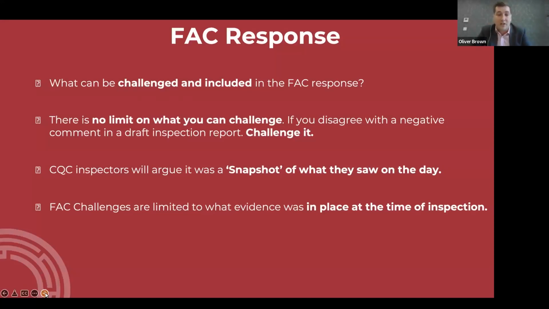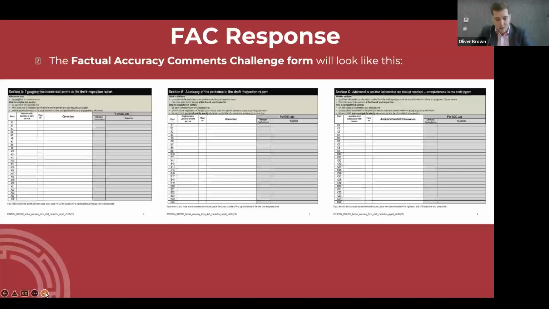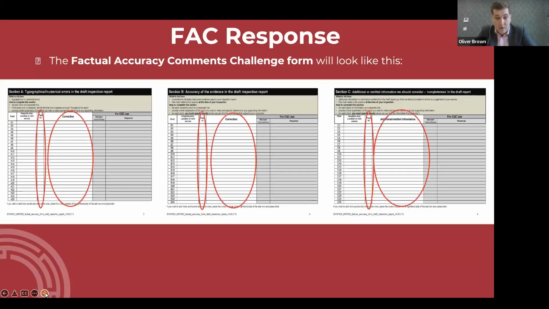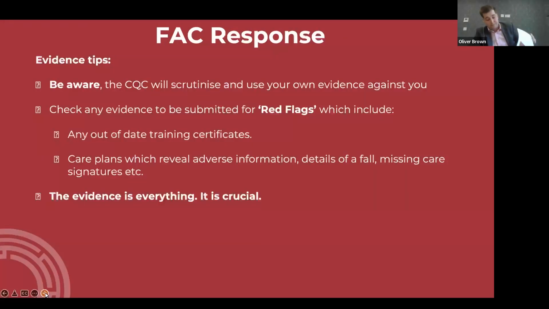So if we could just go to the next slide, please. This is actually what a factual accuracy challenge form will look like. If you just go to the next bit on this, you will only want to fill in the circled areas in red here. They're the two main sections for each, and you just fill them out and you ignore the grey sections. That's for CQC use only. If we can just go to the next slide, please.